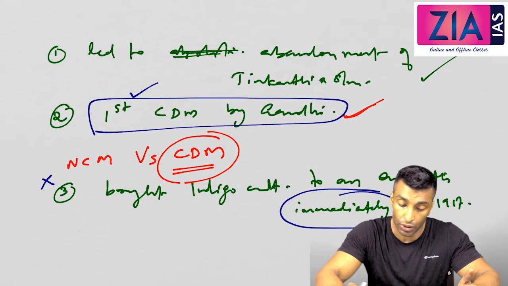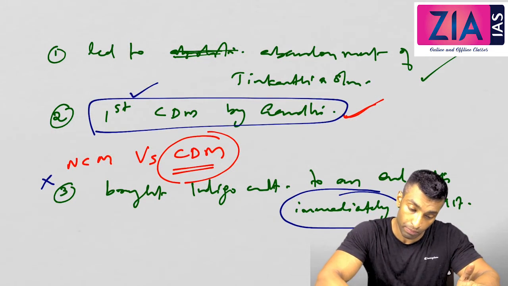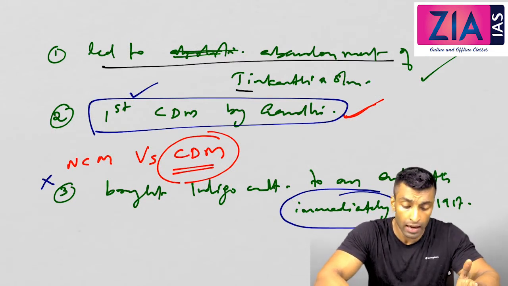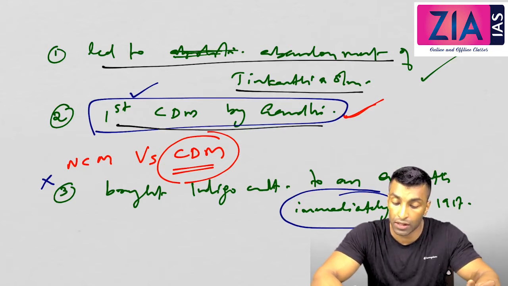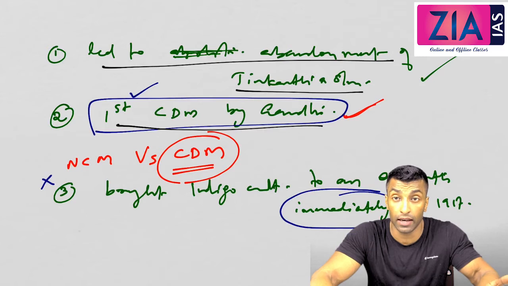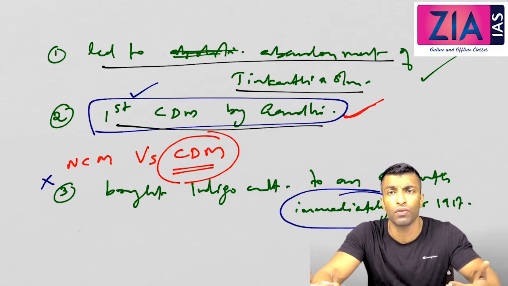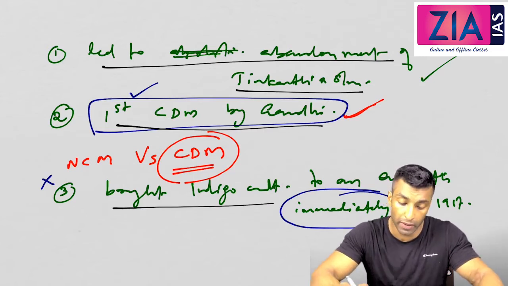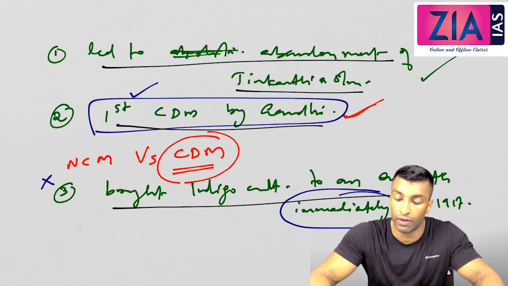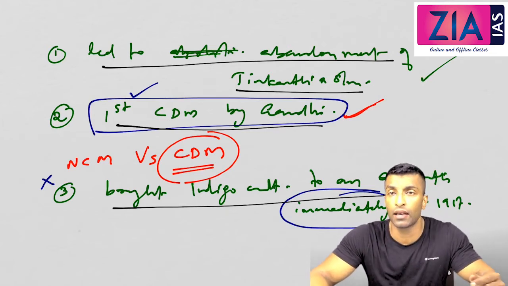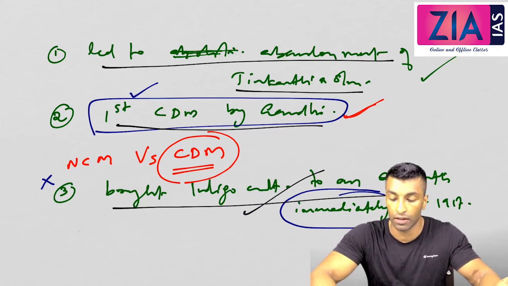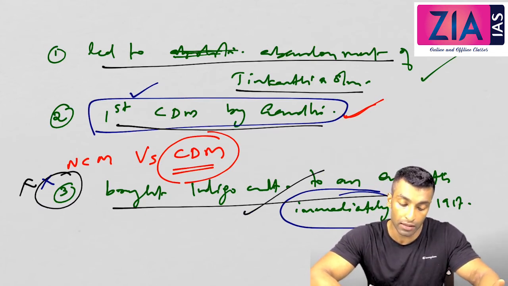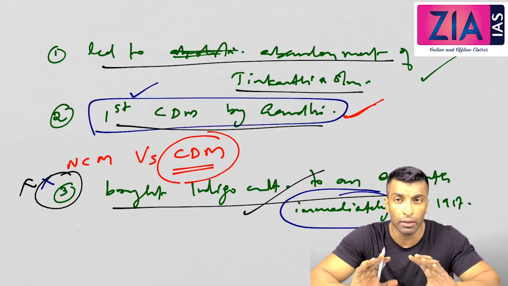in Champaran. So the points to be noted here are: it led to abandonment of the Tin Kathia System. Yes, correct. It was the first civil disobedience movement of Gandhi. Yes, correct. What is civil disobedience movement? Because you are violating law, it is a civil disobedience movement. It brought indigo cultivation to an end. Immediately is the key word here. If it had been over the next decade, then it was correct. But here this statement is wrong. So this is how you will get the prelims question.